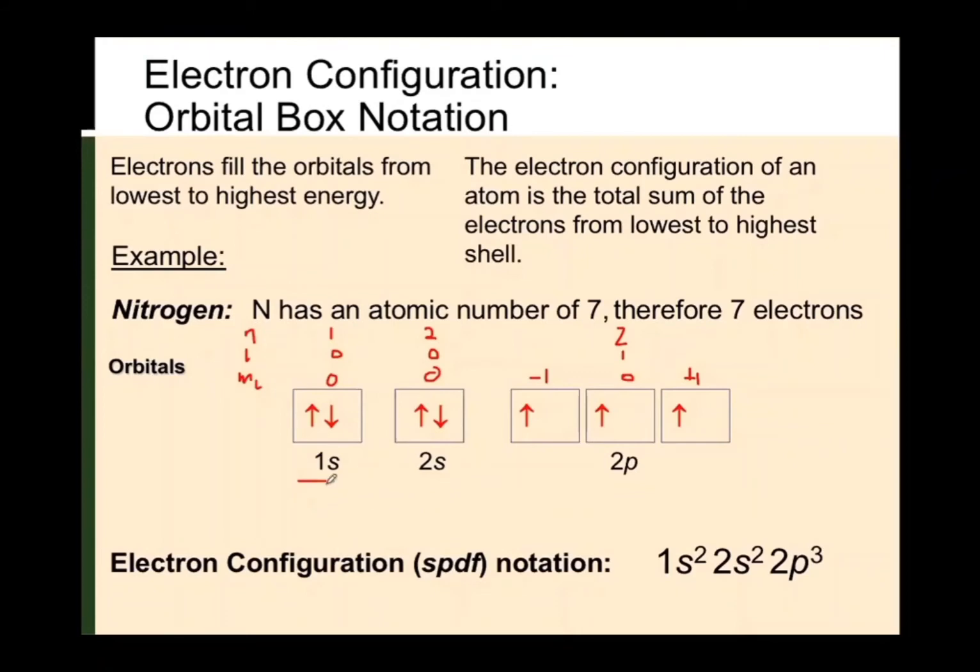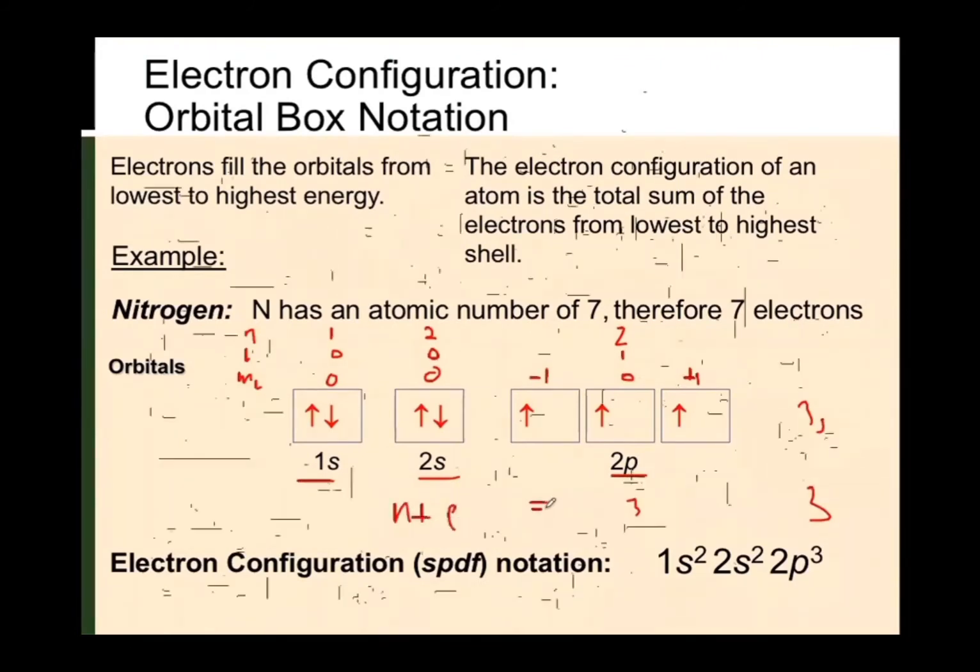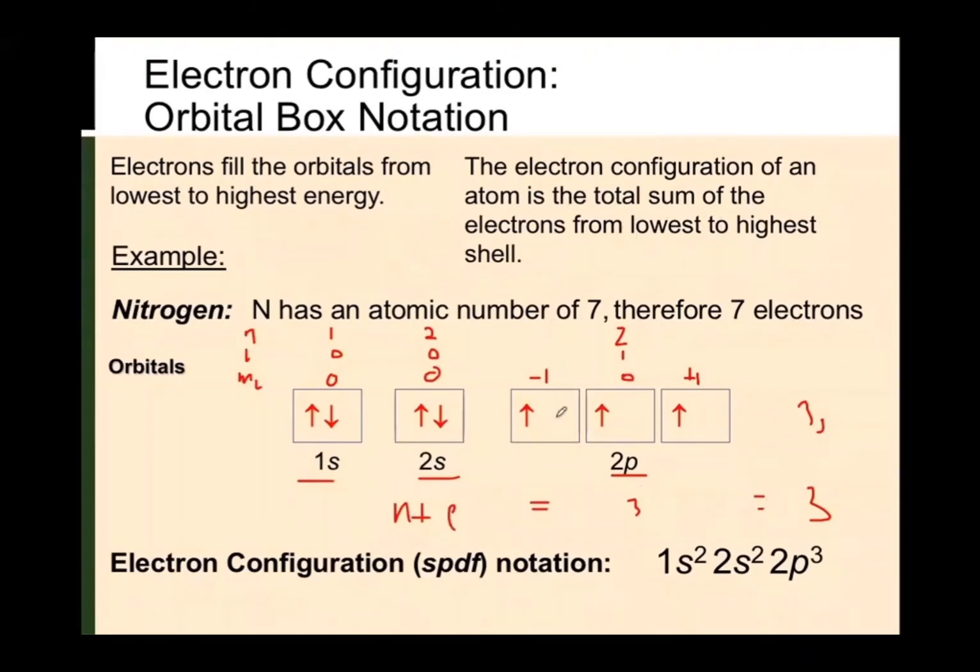So we fill up from the Aufbau principle, from the lowest, which is 1s, then the 2s, then the 2p. We wouldn't fill, for example, 3s before 3p. That's not what we do, because 2p has a lower principal quantum number. Even if n plus L for 2p is equal to 3, n plus L for 3s is also equal to 3.